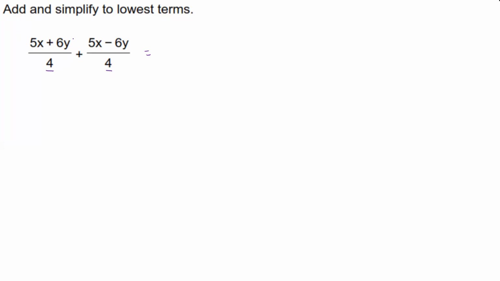So now we look at this. Well, we have a 5x, a 6y plus 5x minus 6y. So 5x plus 5x is what? Well, that's 10x. 6y minus 6y, well, that's 0. So it's basically 10x over 4.